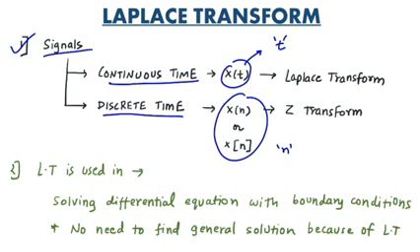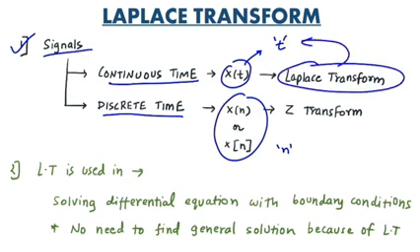So tell me, when can we apply the Laplace transform? The answer is Laplace transform can be applied to the continuous time signal. It cannot be applied to the discrete time signal. So your question might be, which transform can I use for the discrete time signal? The answer is Z transform.